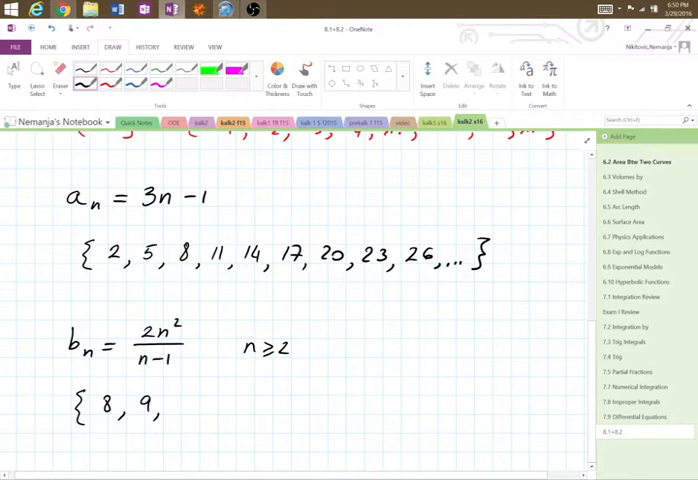Then 4 is 16, 32 over 3. Then 5, 25, 50 over 4. 50 over 4 is 25 halves. And let's do 6. 36, 72 over 5. And it's going to go forever. I get tired calculating these. It doesn't matter. So there they are.